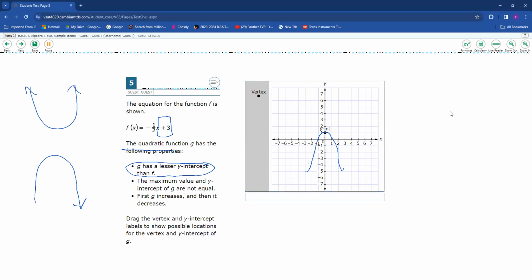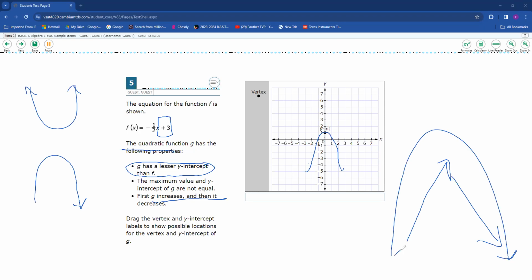So I need the parabola to have a different vertex, right? I only have to be careful I don't make a positive parabola, because it says first g increases and then it decreases. So it's going to go up first and then down, like a parabola like that. I just have to be careful not to put the vertex in the wrong way so that the parabola is going up.